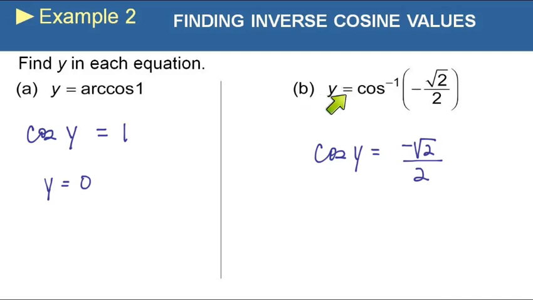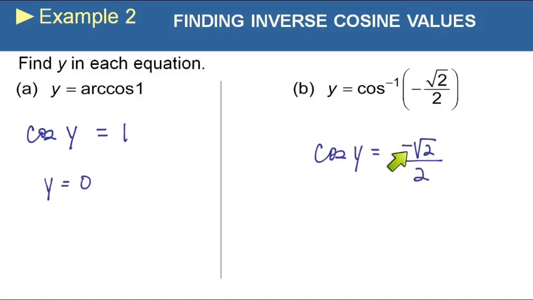Okay, let's come over here to part B. If y equals cosine inverse of negative square root of 2 over 2, we're going to switch that into regular function form. So we would say cosine of y equals negative square root of 2 over 2. Remember, just switch the input and the output when you go from inverse function form to function form. Okay, now from memory, what reference angle has a cosine of square root of 2 over 2? And you know it has to be 45.